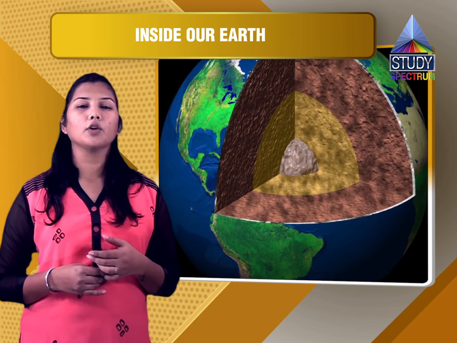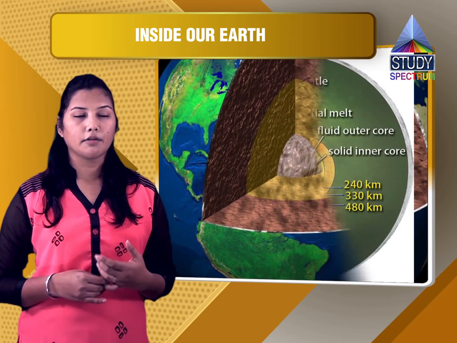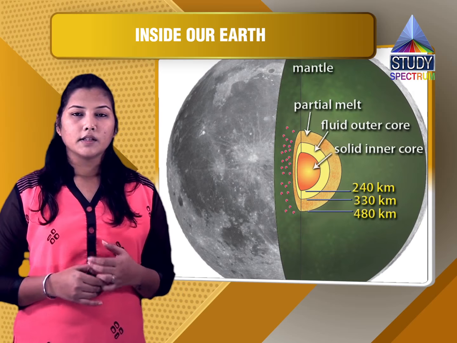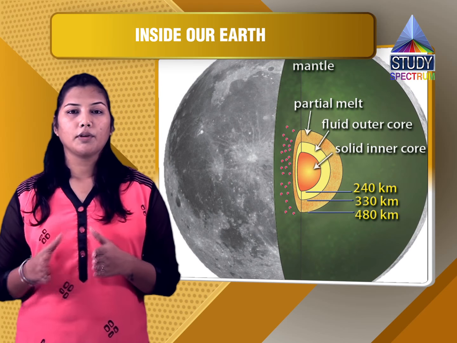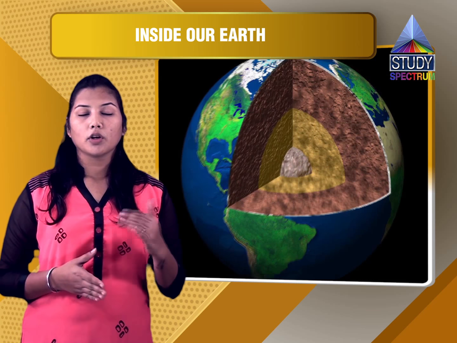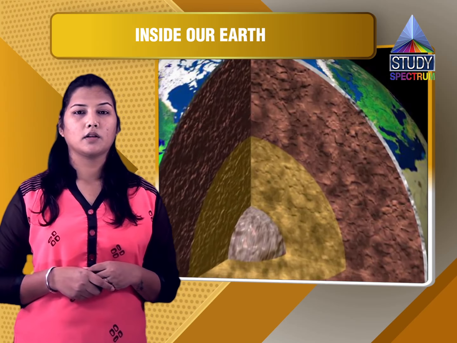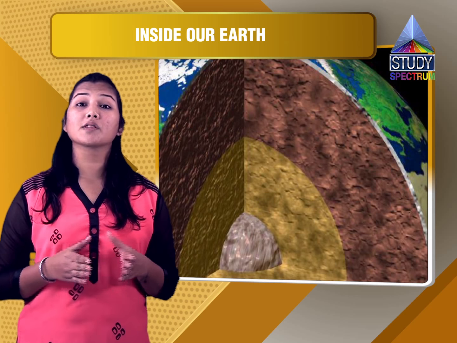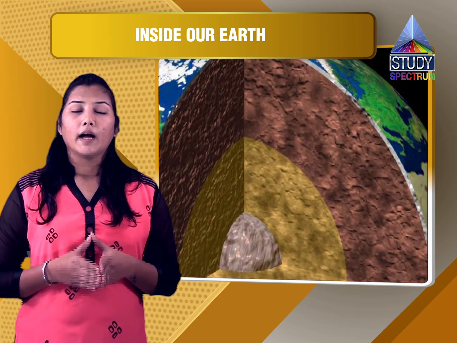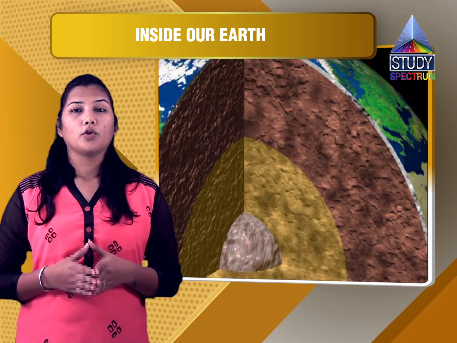The three layers that we're going to talk about in our earth are crust, mantle, and the core. These being the major three layers of the earth. Let's talk about the first one, that is the crust. The crust is the topmost layer of the earth, and it is also the thinnest of all.